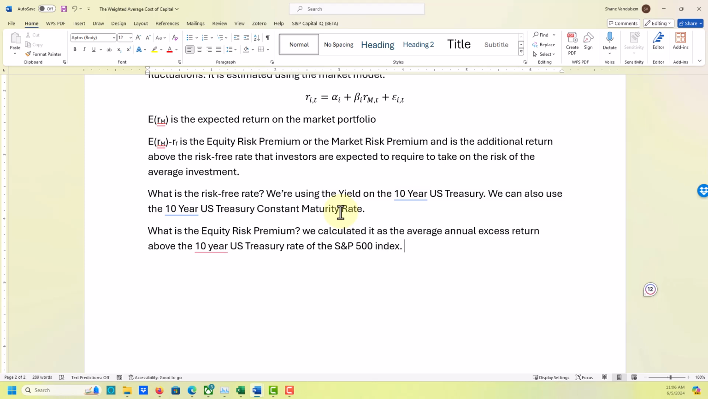And so that is an example of how to calculate the weighted average cost of capital for a firm using Coca-Cola as the example. Please let me know if you have any questions.